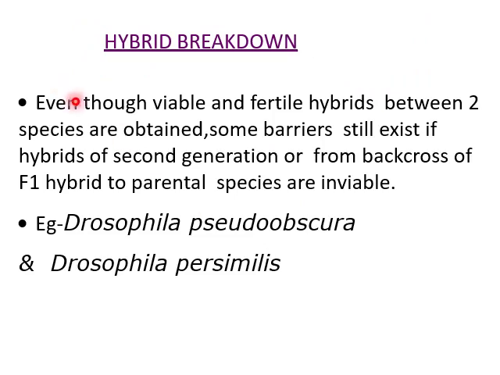Now we are going towards the next type of post-zygotic isolation, called hybrid breakdown. Even when a viable and fertile hybrid between two species is obtained, some barriers still exist if the hybrids of the second generation, from backcross of the F1 hybrid to the two parental species, are inviable. There is an example of two different species of Drosophila.